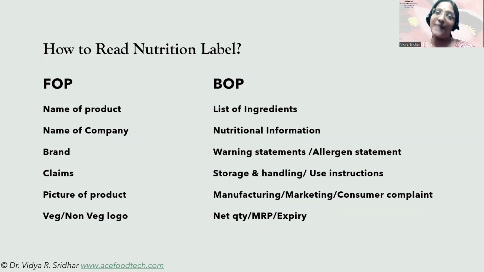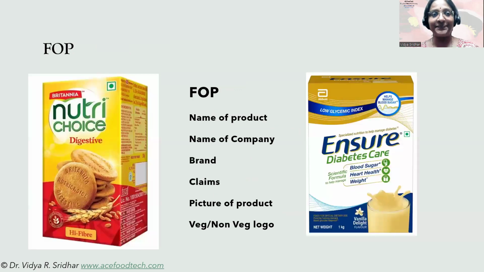And you also have some allergen statements, the storage condition, the use instruction, the addresses of the marketer as well as the manufacturing location, as well as a number for customer complaints or customer feedback. It also has the net quantity, the maximum retail price, and the expiry date. So all of this, right? Let's deep dive and understand each and everything.